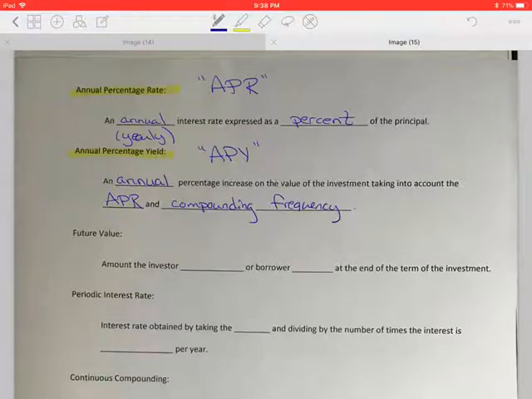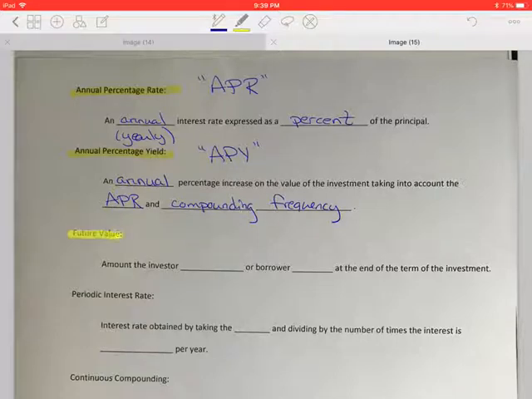So for example, if you're making 5% interest on the principal, then if you add in the interest you're making on the interest, it will go up a little bit above 5. So what happens is the APY is always a little bit bigger than the APR.